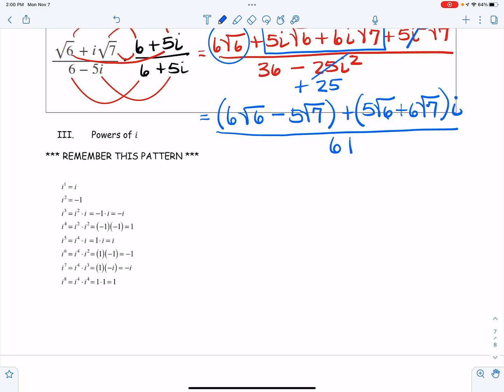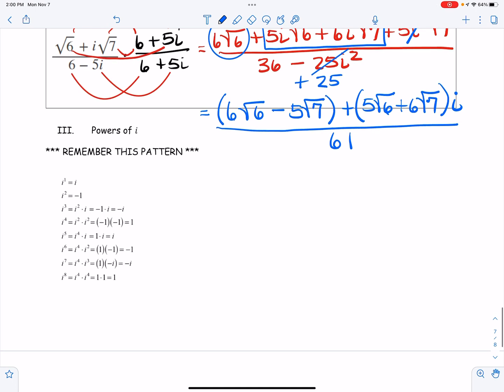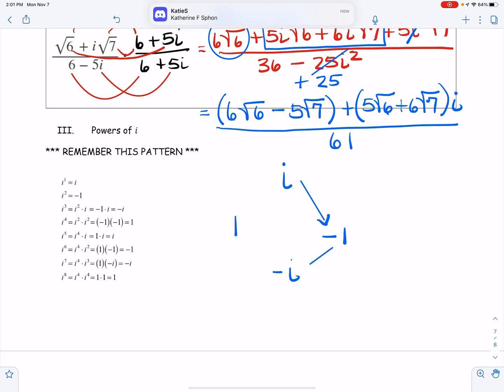at powers of i. So we've got i, we've got -1, we've got -i, and then we've got +1. And so it repeats itself in this pattern. We're going to go here, and then we're going to go here, and then we're going to go here, and then we're going to go here, okay?